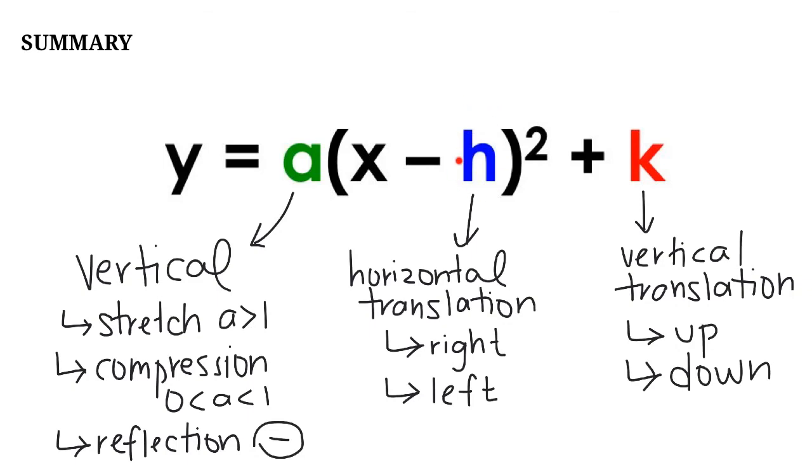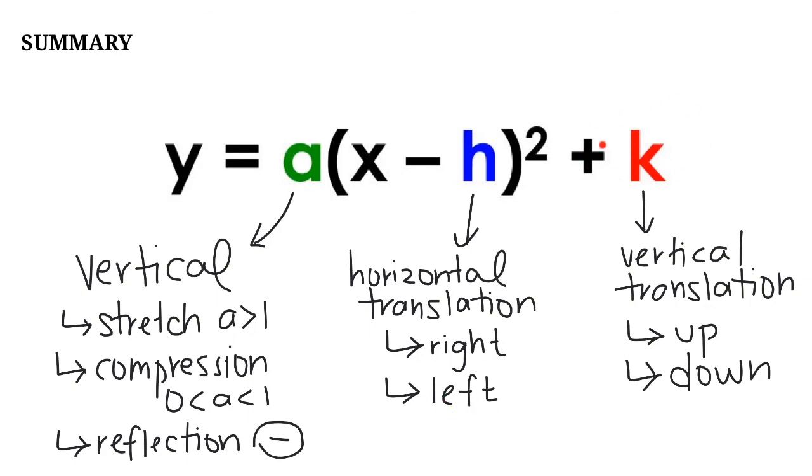Your h value represents a horizontal translation or a horizontal shift. It can either shift to the right or to the left. So if your equation shows up as a minus h value, you're going to report that as a horizontal translation to the right. If your equation has a positive h value, or a plus h showing up in the equation, then you are going to report it as a horizontal translation to the left.